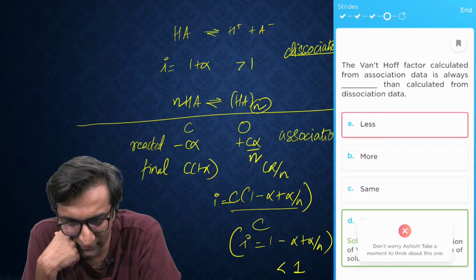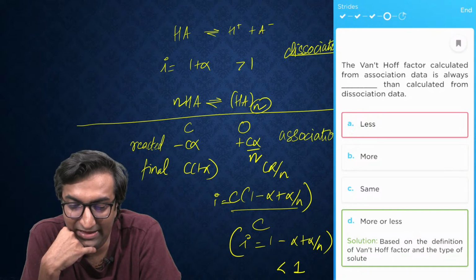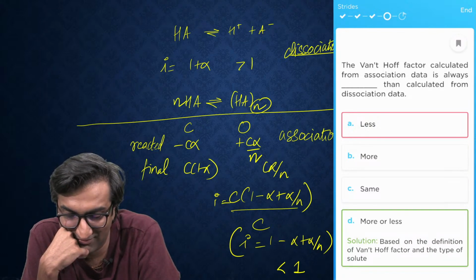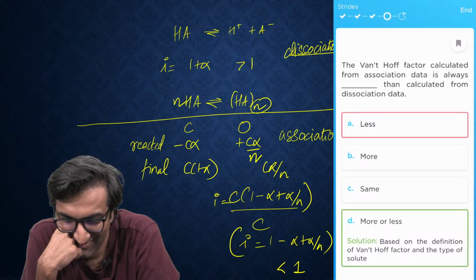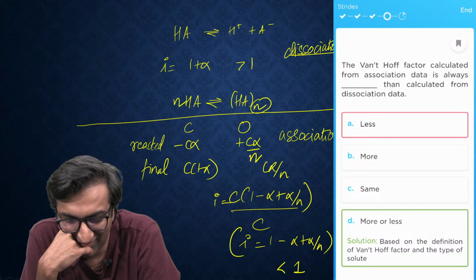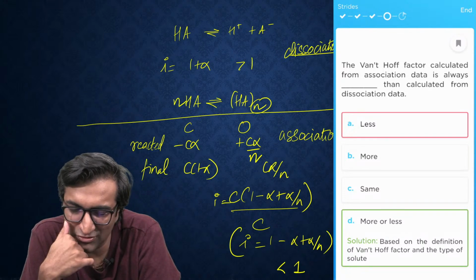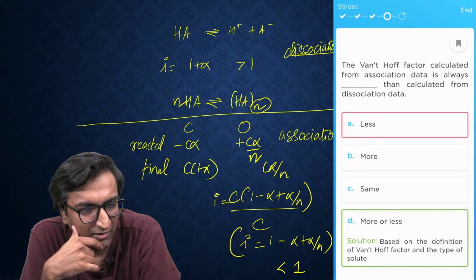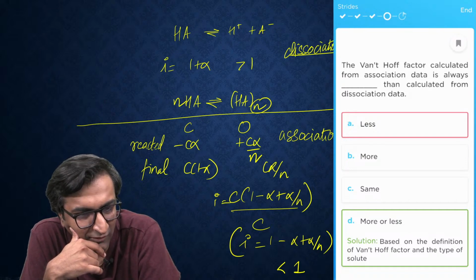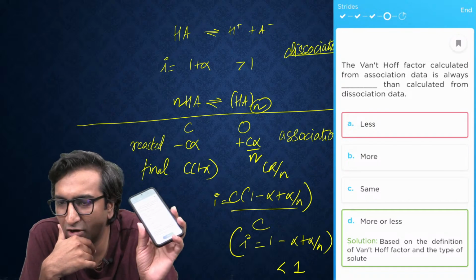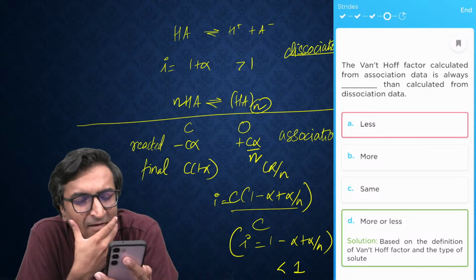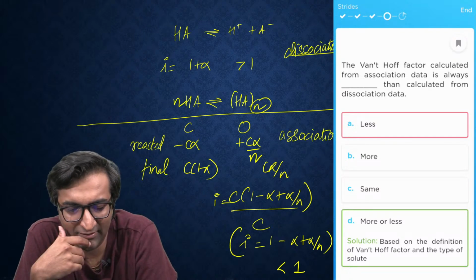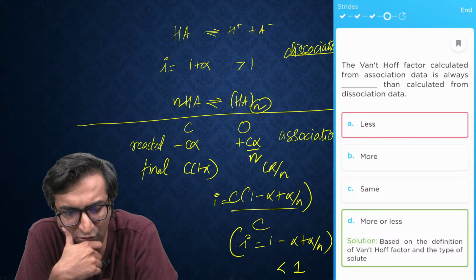Oh wait, what is this? Oh my god. Wait, more or less, based on definition of and of factor. Hey, hold on. Roy, why did he say more or less? Roy, can you explain that? Here also more or less is written, I thought it would always be less. Solution, based on definition of and of factor and type of solution. Type of solute. Okay.